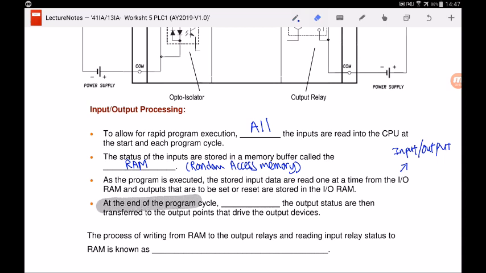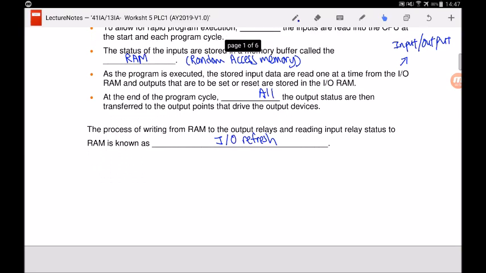At the end of the program cycle, all the output status are then transferred to the output points that drive the output devices. The output devices can be lamps, solenoids or motor contactors, depending on what you have connected to the output module of the PLC. This whole process is called the I/O refresh. And as I have already told you, I/O stands for input/output. Now we will go on to the next page.